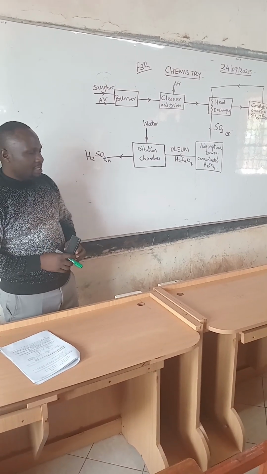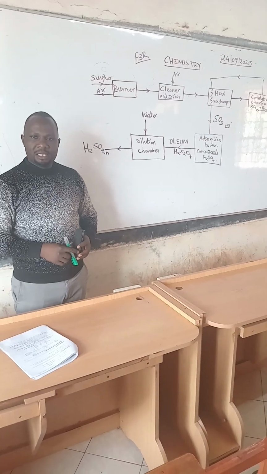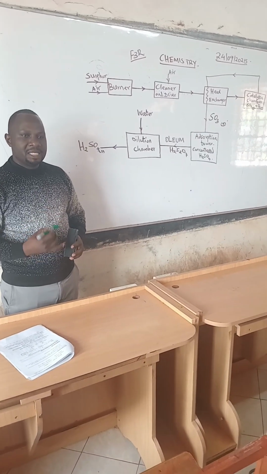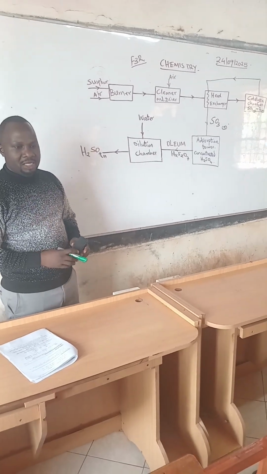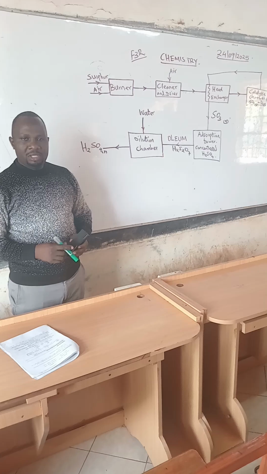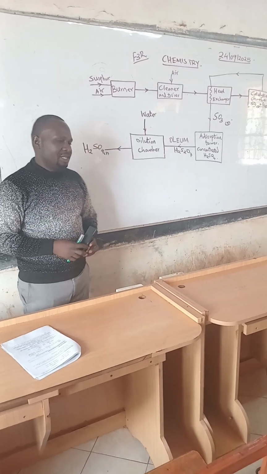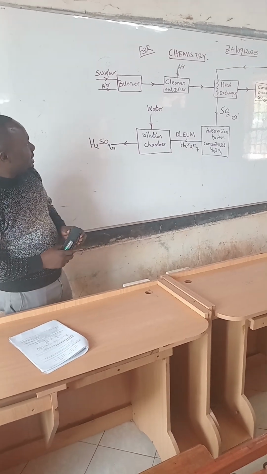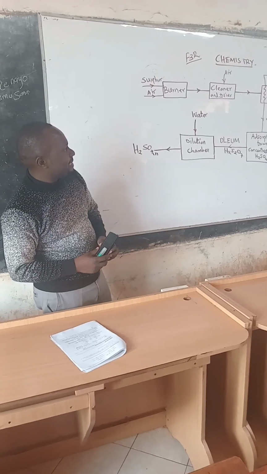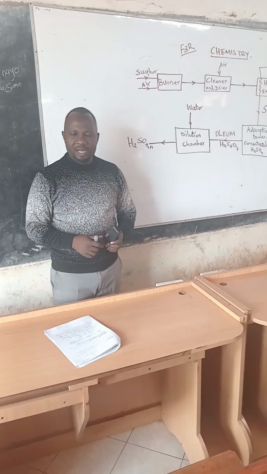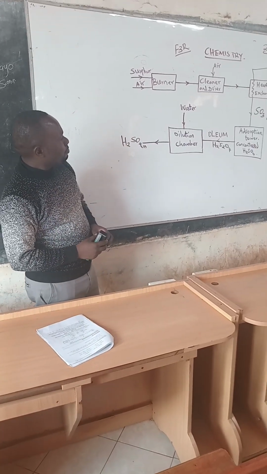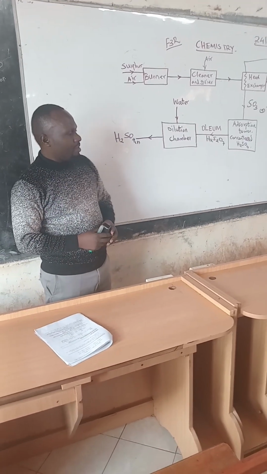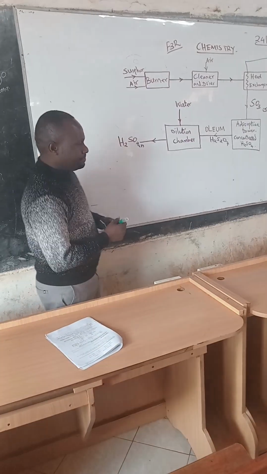But before reacting sulfur 4 oxide gas, it must be dried. And the drying agent we normally use is concentrated sulfuric 6 acid. So it is just a one-step process. We have our sulfur 6 oxide gas. Now come to this process, large-scale manufacture of sulfuric 6 acid. For us to manufacture this acid, we use a process known as contact process.